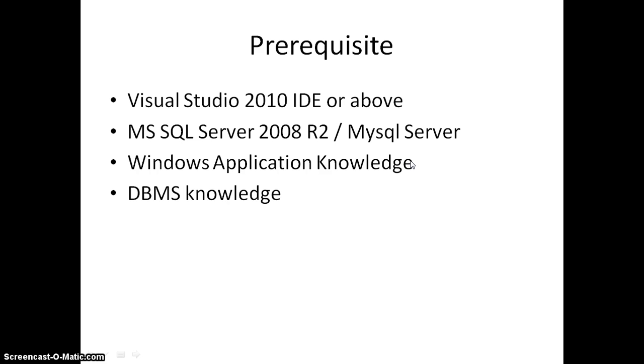Before we start, what are the prerequisites to develop a simple Windows database application? We need Visual Studio 2010 or any higher version like 2012, which is an IDE to develop. Then we need a database, such as MS SQL Server 2008 R2, or MySQL, whichever you are comfortable using, or Oracle, any database. Today we'll see either Microsoft SQL Server or MySQL Server. Both are different. Then we need Windows application knowledge, which we already have from creating a simple calculator, and how Windows applications look.